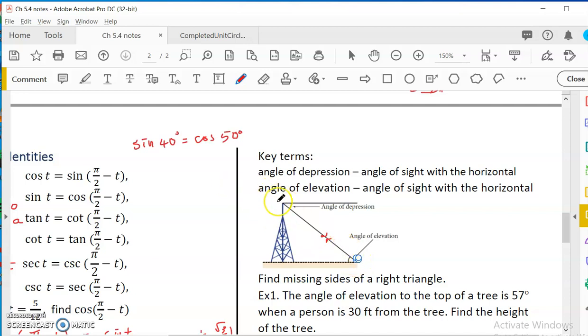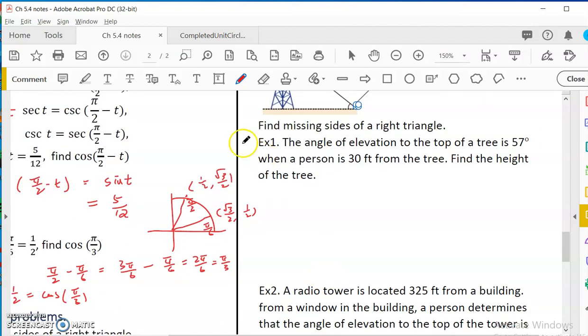And conversely, if this is not a tower, but like a building or something, someone stands here and looks down at something, then the angle that the person forms with the horizontal is called the angle of depression. So it's always this angle or this angle. It's never about the vertical. Okay.